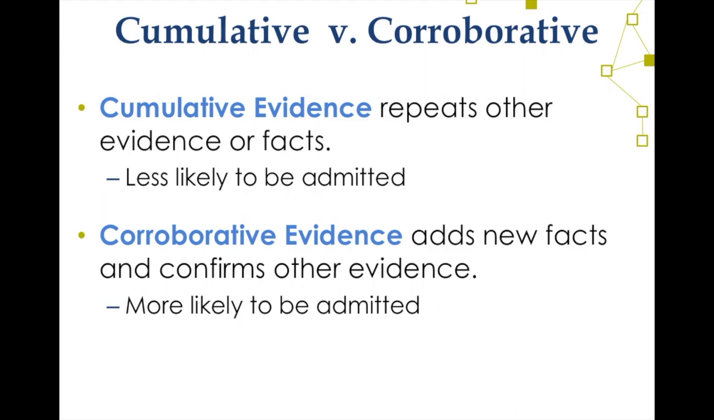Two other types of evidence to think about are cumulative and corroborative. Cumulative evidence repeats other evidence or facts, and this is less likely to be admitted. Corroborative evidence adds new facts and confirms other evidence and is much more likely to be admitted.